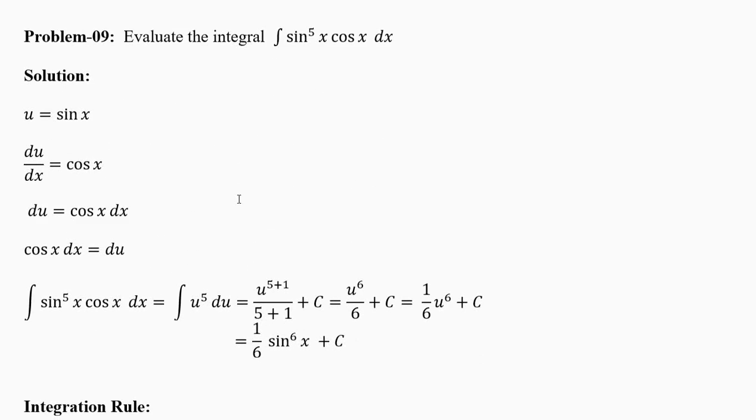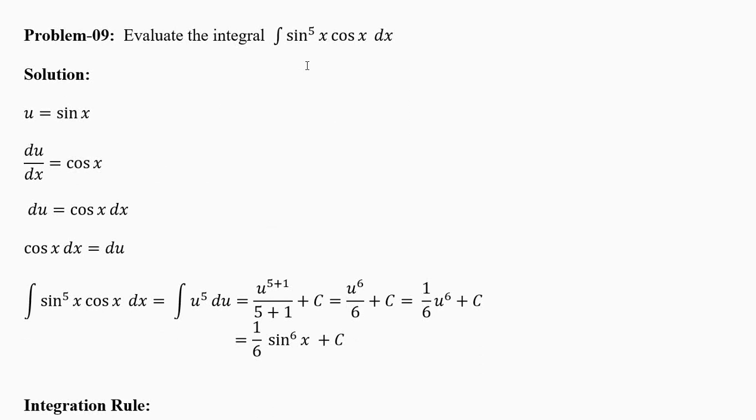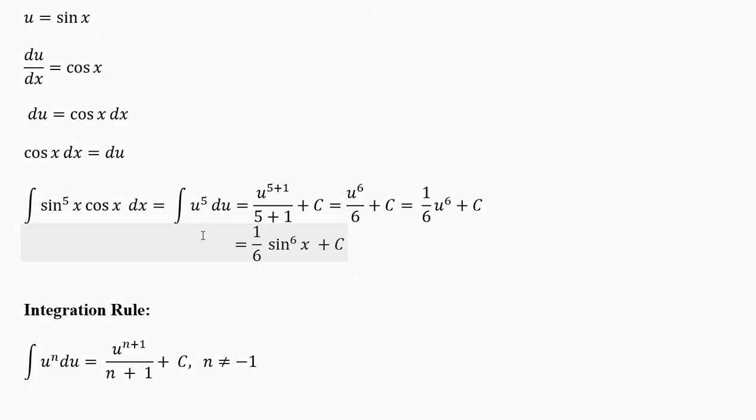Now problem number 9. Evaluate the integral sine power 5x cosine x. Now again you have a power function and the argument of the power function is u equal to sine x and the power is 5. So du by dx equal to cos x, cos x dx equals du. Everything is positive in this case. You have u power 5 du because cos x dx is du.